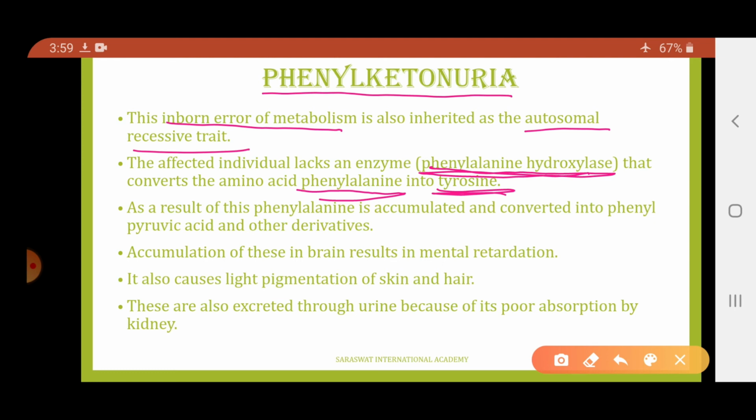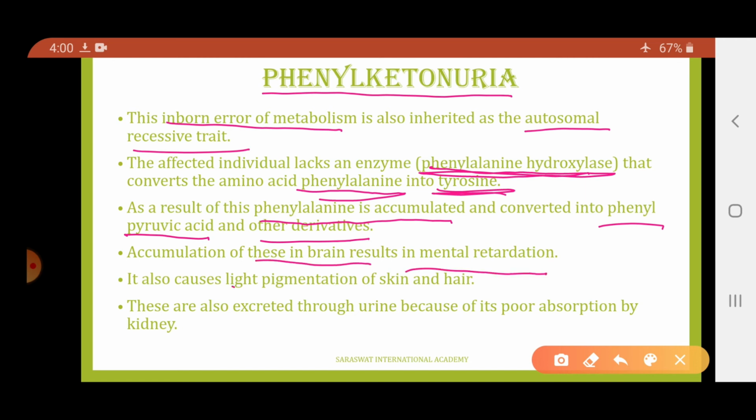So in a normal individual, the phenylalanine, in the presence of phenylalanine hydroxylase enzyme, gets converted into tyrosine. But in a person suffering from phenylketonuria, this enzyme is lacking. As enzyme is lacking, phenylalanine is not converted into tyrosine. As a result, the amount of the phenylalanine goes on increasing and it gets accumulated in the body. And as it gets accumulated, it is converted into phenylpyruvic acid and some of its derivatives. Now, accumulation of all these compounds in the brain results in mental retardation.